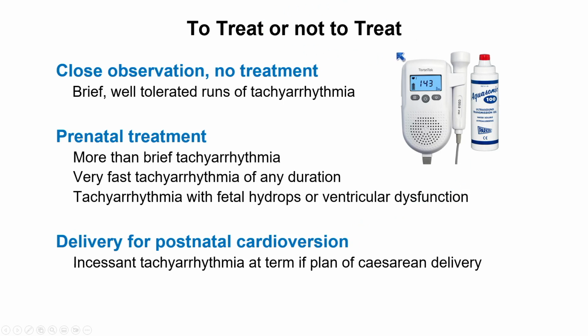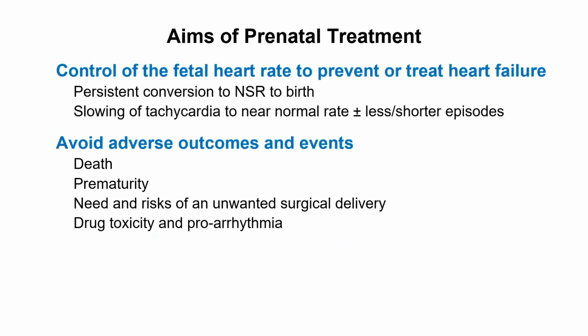Not to treat, I would closely watch brief, well-tolerated rounds of tachyarrhythmia, again giving them heart rate monitors, because then you get an idea how frequent this is. More than brief, very fast arrhythmias or tachyarrhythmias with fetal hydrops, I would definitely treat or consider treatment and discuss it. Incessant tachyarrhythmia at term, if a C-section delivery is planned, I don't think I necessarily need to treat, but you can start treatment even at 36 or 37 weeks because you avoid an unnecessary cesarean section if it works.